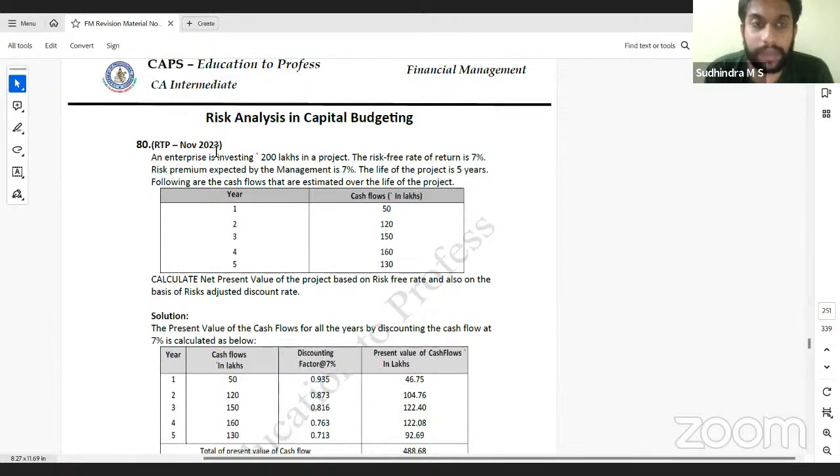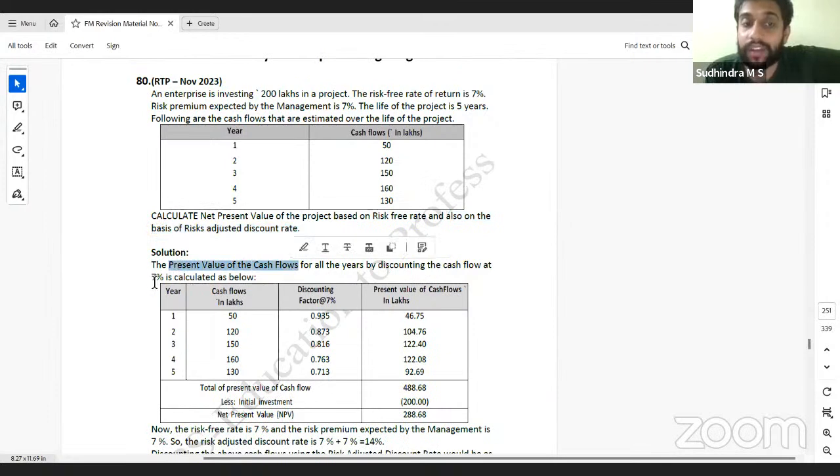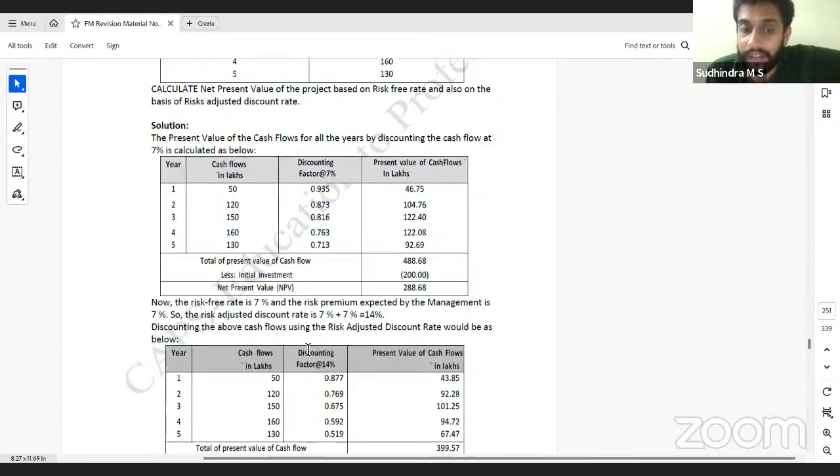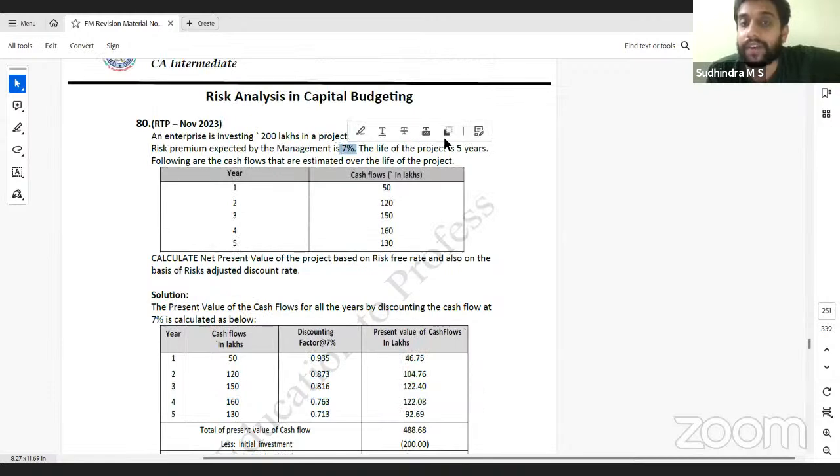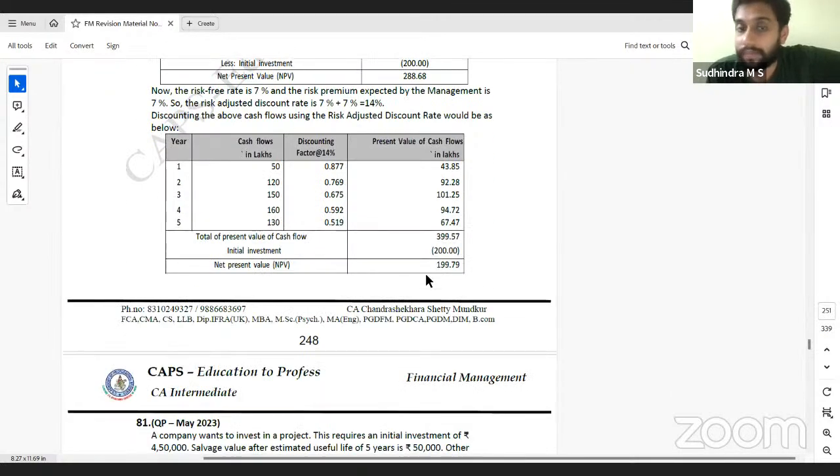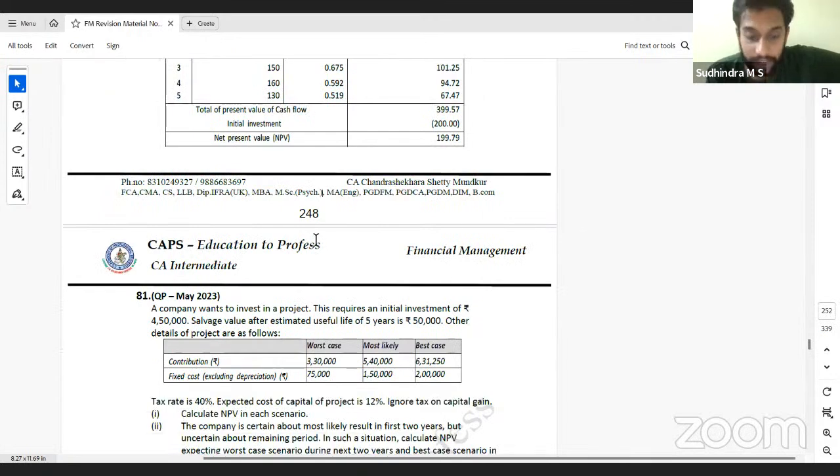Right. So November 23 RTP. This is talking about RADR. See, look at the question. Simple question. An enterprise is investing 200 lakh rupees in a project. Risk-free rate is 7%. Risk premium is 7%. Life of the project is 5 years. Following are the cash inflows estimated: 50, 120, 150, 160, 130. Calculate NPV of the project based on risk-free rate and also based on RADR. So one is NPV using 7% discount rate. One is NPV using RADR, which is 7 plus 7, 14%. Straightforward. Right. So such questions also can be asked.